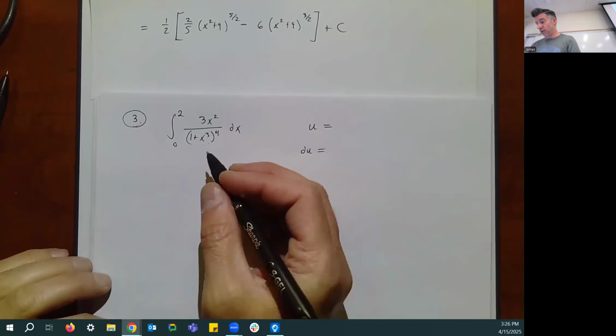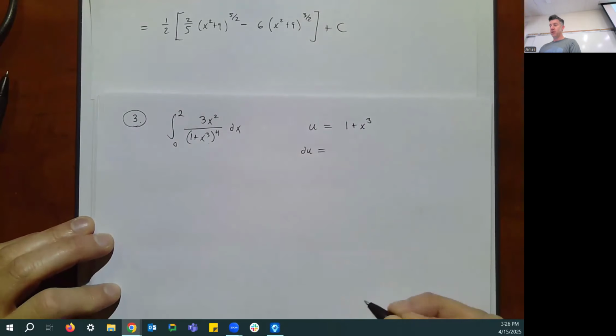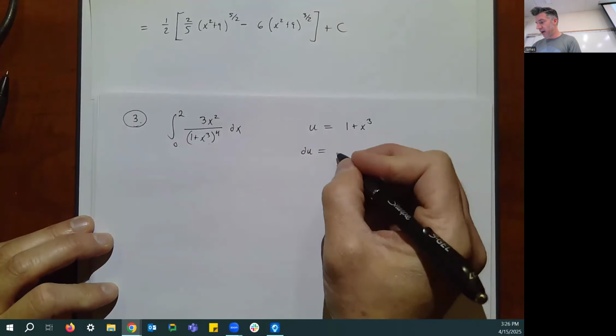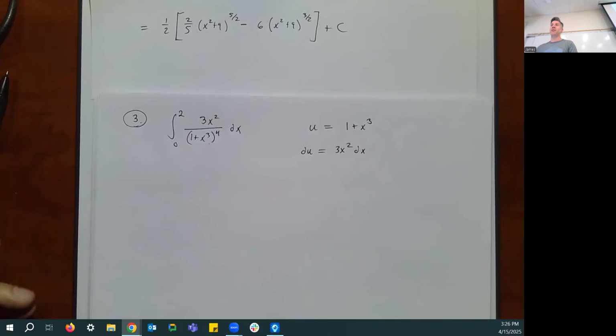Right. So in my opinion, the obvious choice for u is 1 plus x cubed. And my du is then the derivative of that multiplied by dx. And we're happy about this. All the pieces we want are showing up. So there's a few different ways people go about this. I would encourage you to do it the following way.